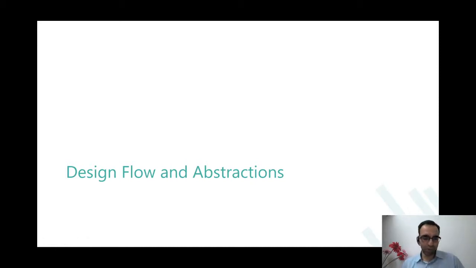So how many of us remember what kind of stages are there in our design flow? First stage was design analysis. Design implementation. Then design verification. Then characterization. Okay, good. I'm happy. You remember quite a bit.